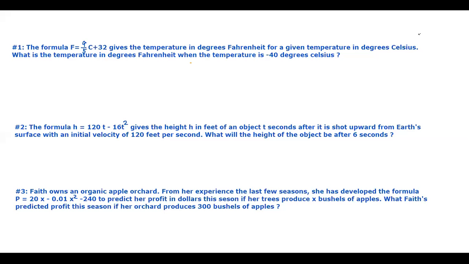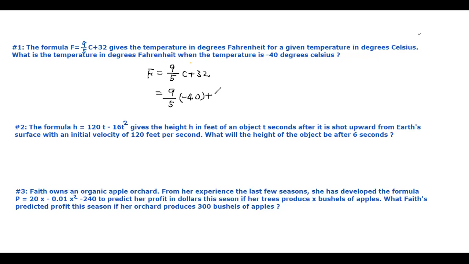Okay, so the first problem, we have the formula 9/5 C plus 32. This is the temperature in Fahrenheit given the temperature in Celsius. They want to see what the temperature in degrees Fahrenheit is when the temperature is negative 40 degrees Celsius. So for this type of problem, this is the formula: 9/5 C plus 32. Then the problem said when the Celsius is negative 40. So you do 9/5 times negative 40.